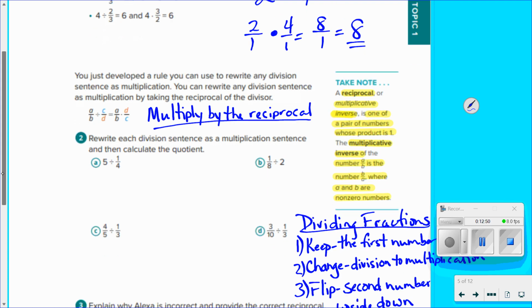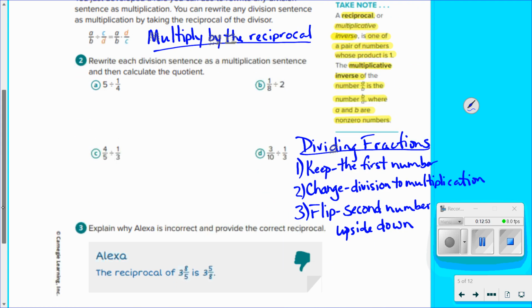So we're going to do one together, but then I'm going to let you guys do the rest of this by yourselves. So we're going to rewrite each division sentence as a multiplication sentence and then calculate the quotient. So there's 2 steps, right? Write it and then calculate. If it's a whole number, what's the first thing I need to do? How?